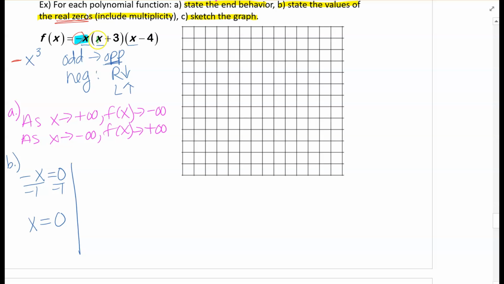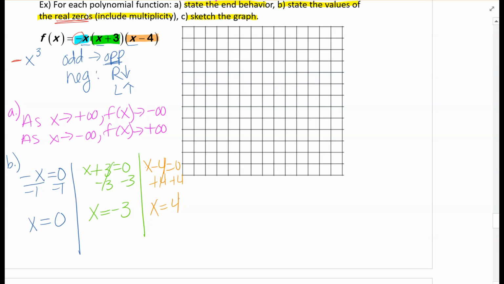Then my next factor is x plus 3. So I'm going to make that equal to 0 and solve for x. So subtract 3 gives me x is negative 3. And then for my last one I have x minus 4. So I have x minus 4 equals 0. Add 4 to each side. Gives me x is equal to 4.